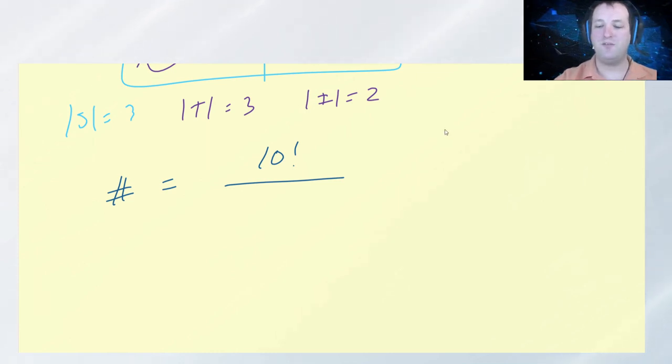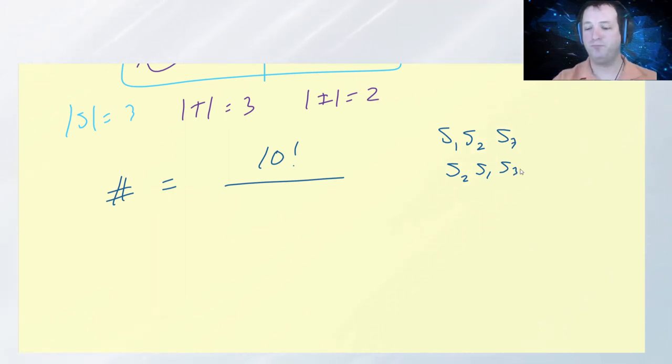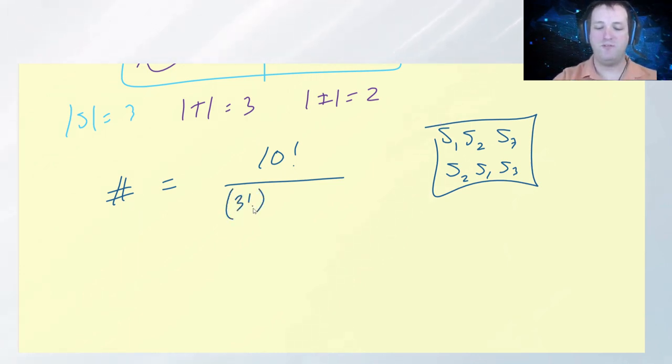So how many different rearrangements of, for example, S are there? We have three different S's: S1, S2, and S3. We don't want to count, for example, S1, S2, S3 and S2, S1, S3, because those correspond to the same exact word. So how many different rearrangements of the S's are there? Well, there are clearly only going to be 3 factorial of them.